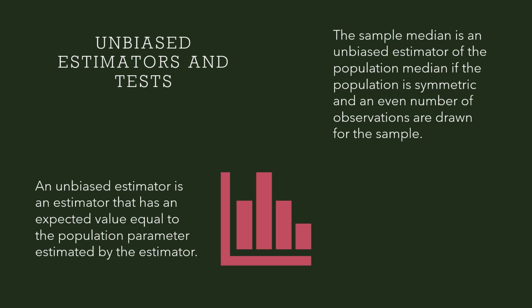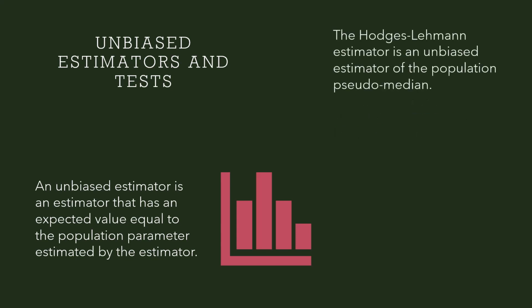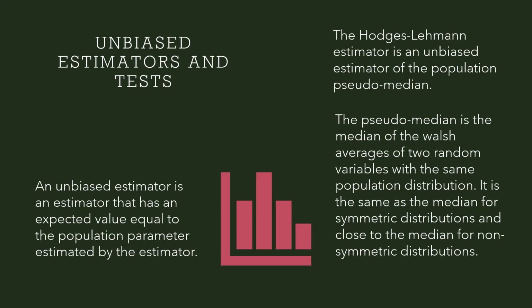There's a better way. The Hodges-Lehmann estimator is an unbiased estimator of the population pseudo-median. What do we mean by pseudo-median? The pseudo-median is the median of the Walsh averages of two random variables with the same population distribution. If you have been watching the video series in order, you will have seen me calculate Walsh averages using sample data. Well, imagine doing the same thing with population data, with the whole population distribution. The median of those Walsh averages is referred to as the pseudo-median.